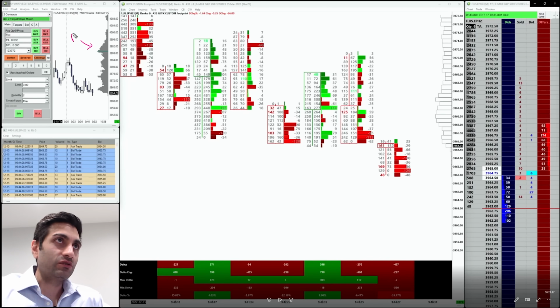This is the point of control. All that is the highest volume on the day. Very important, because it will play into things today.